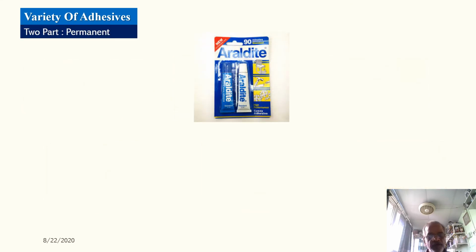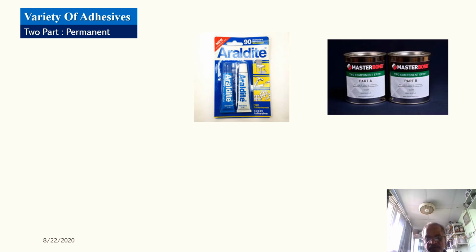There is another class which is called permanent adhesive. Generally, it is available in two parts, like resin and hardener. Araldite is a very popular adhesive which we use to join broken saucers or cups or plastic or glass bottles, glasses, etc.